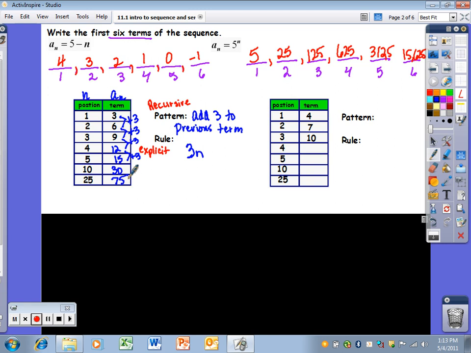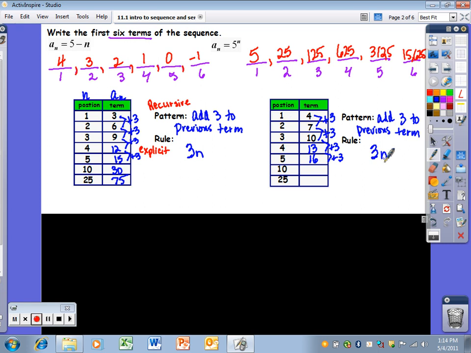Okay, let's try another one. What's happening here? From 4 to 7, add 3. From 7 to 10, add 3. So what would you expect to do next? Add 3. So 10 plus 3 is 13. Add 3. 13 plus 3 is 16. So again, I am adding 3 to the previous term. And when I repetitively add, it means to multiply. So I'm at 3n.